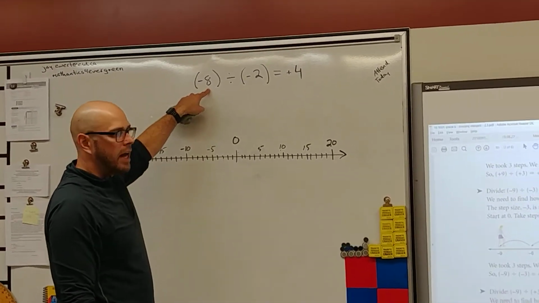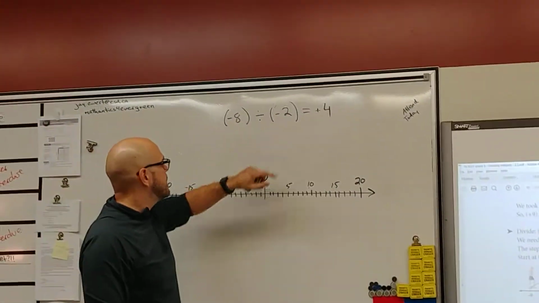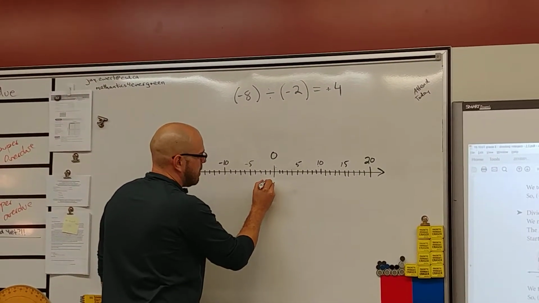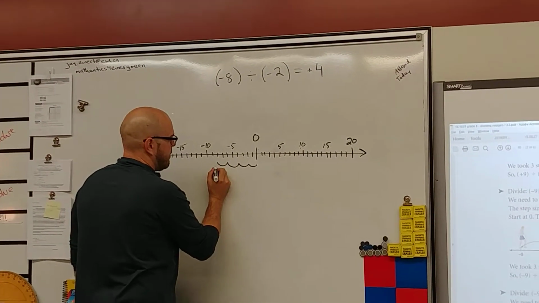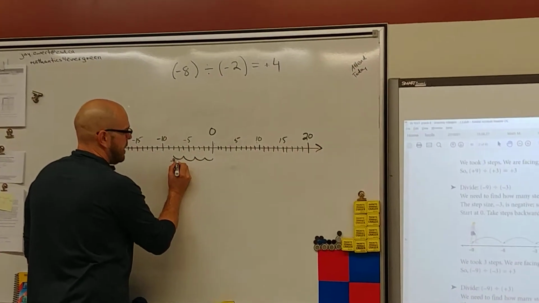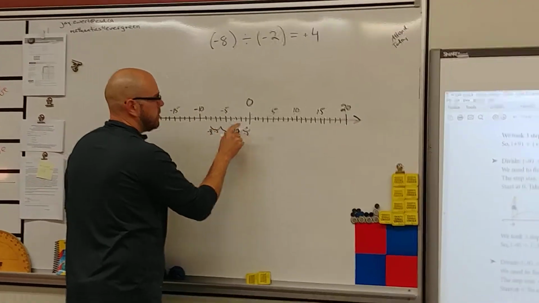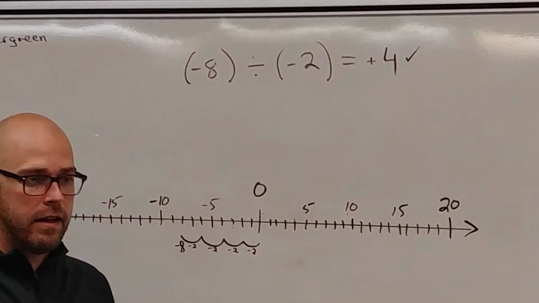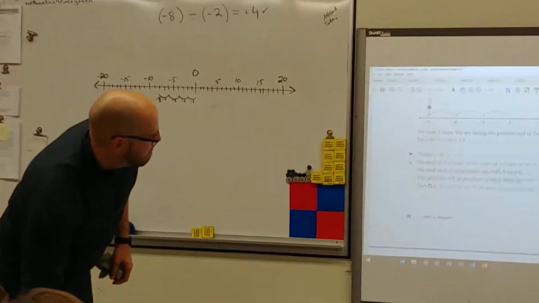I know that I've got negative 8, and I've got to take negative 2 size steps to get there. So I'm just going to start jumping negative 2s. 1, 2, 3, 4. Now I'm at negative 8. There it is. How many steps? 1, 2, 3, 4. Ding. I've got it. Let's try another example from the text here.